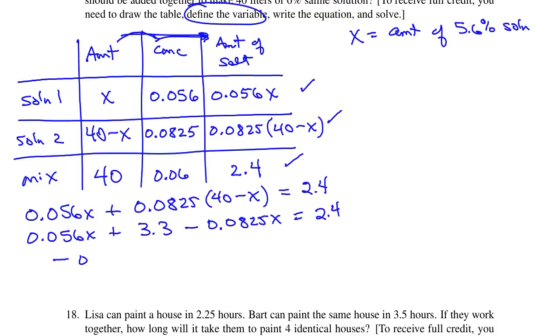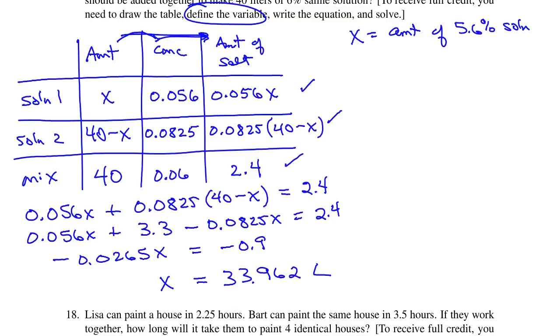So we get negative 0.0265x is equal to negative 0.9. And divide to solve for x. Round to 3 decimal places. You get 33.962 liters.